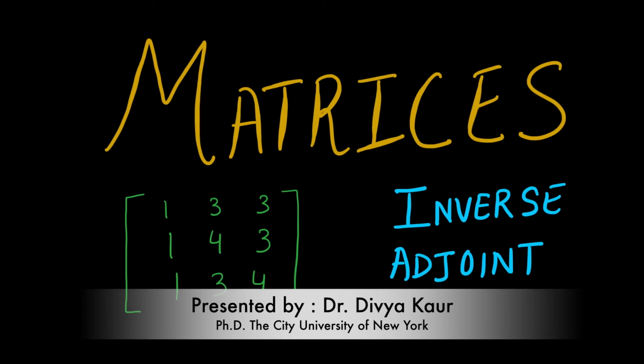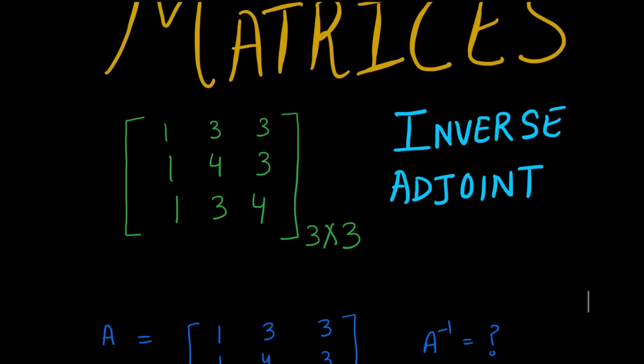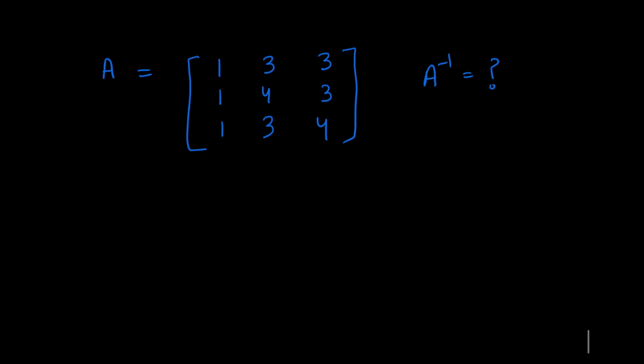In this lesson, we will learn how to solve the inverse and adjoint of a 3 by 3 matrix. So let's begin with the example. Here in this question, just to mention, how do you know the order of the matrix is 3 by 3? Because it has 3 rows, which is row 1, row 2 and row 3, and it has 3 columns, column 1, 2 and 3.